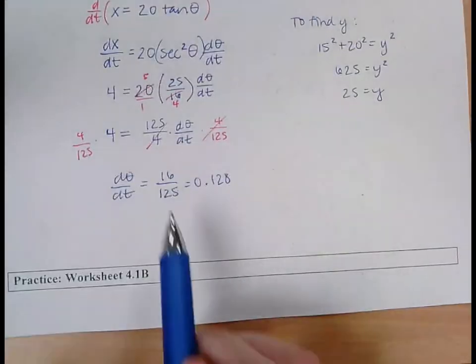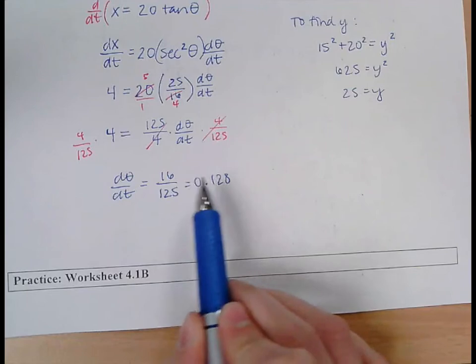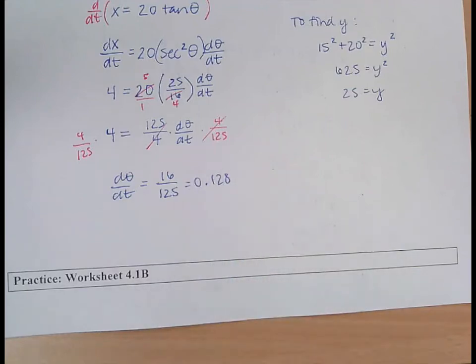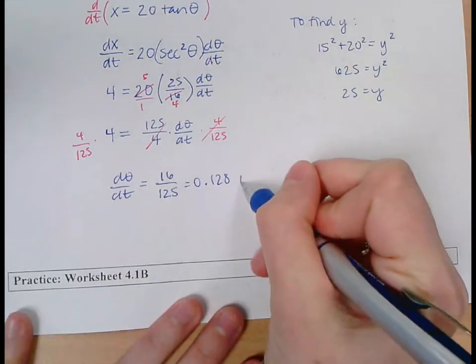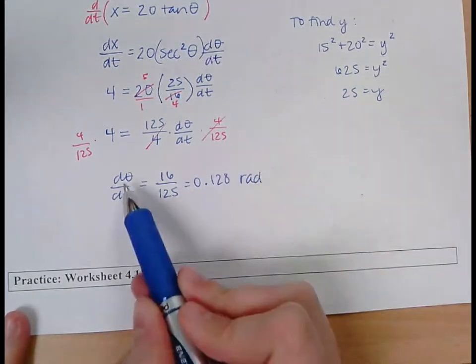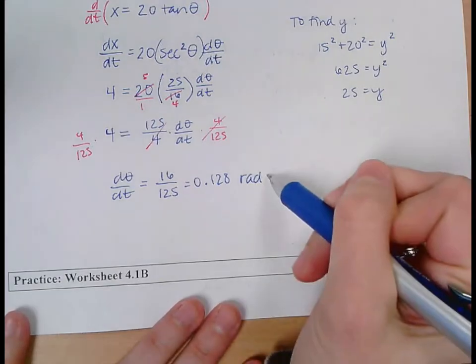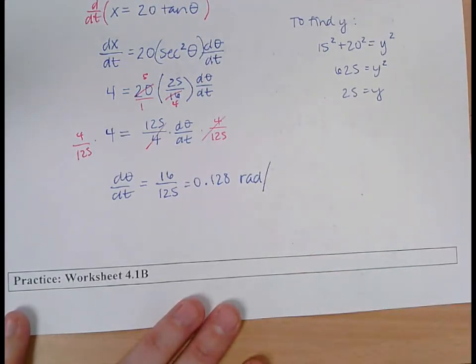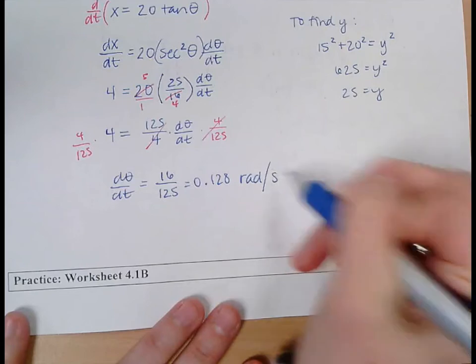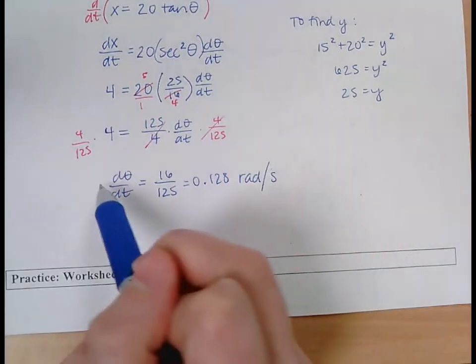Either answer you give is fine. This is an exact answer itself. Units: theta angles in calculus are always measured in radians. So it's radians, RAD for short, radians per second. Time is measured in seconds in this problem.